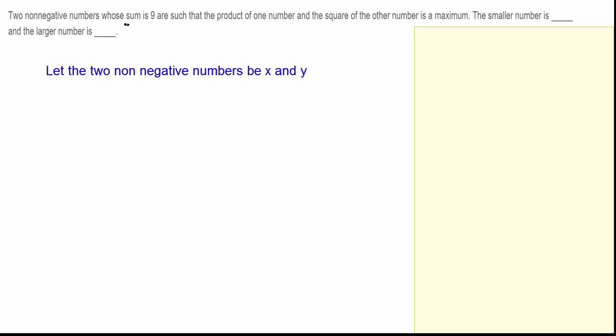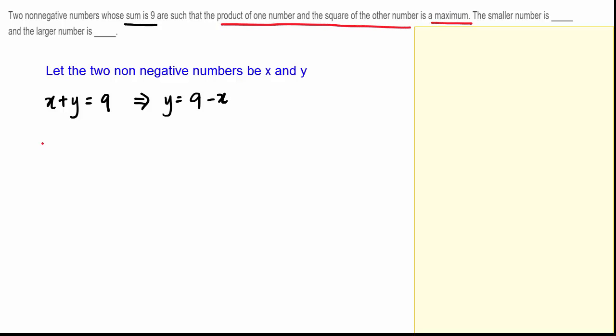In making use of the first information, sum is 9, we have x plus y equals 9. So making y the subject, we have y equals 9 minus x. Product of one number and the square of the other number is a maximum. Let the product be p, the number with the square term be x squared, and the other number, let it be y. y equals 9 minus x.